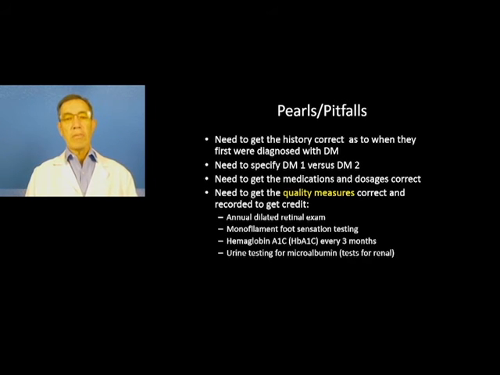So in summary, and in pearls and pitfalls, you need to get the history correct as to when they were first diagnosed with diabetes mellitus. What type of diabetes do they have, 1 versus 2? You need to get all the medication and the dosage correct, and then you need to get the quality measures correct, because we as doctors get graded on how well we take care of our diabetics, and they need to document in the right part of the chart their annual dilated retinal exam, monofilament sensation testing, hemoglobin A1C testing every 3 months, and a urine testing for microalbumin.